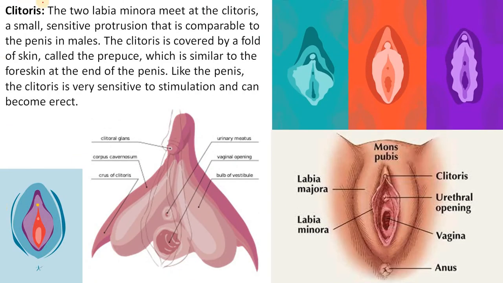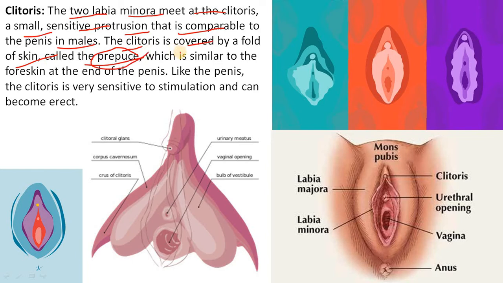Now, what is the clitoris? It is also an external part. The two labia minora meet at the clitoris. It is a small, sensitive protrusion that is comparable to the penis in males. It is homologous to the penis. The clitoris is covered by a fold of skin called the prepuce.